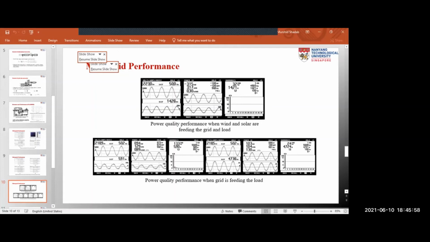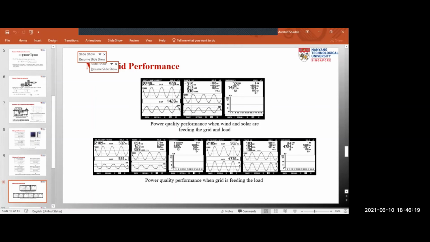Here we can see that the THD of the grid current is around 3.2%, which is well within the prescribed limit under various IEEE standards. The last result is showing the power quality performance when the grid is feeding the load. Here we can see that the load current is non-sinusoidal, and it has a THD of 13.3%.